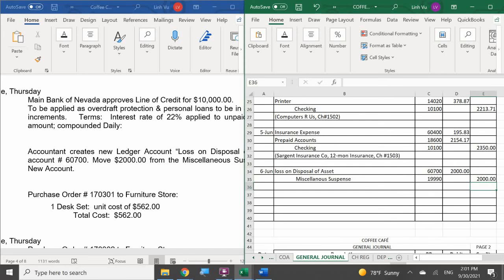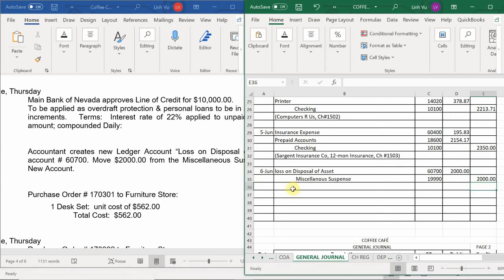It's more like a placeholder account where I'm not quite sure what I want to do with this loss yet. So I'll recognize it when I create an account for it. And in this case, now that I have created the account, I can go ahead and move it. That's when you move. Okay, I understand.